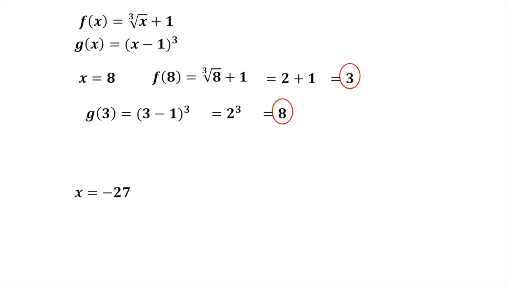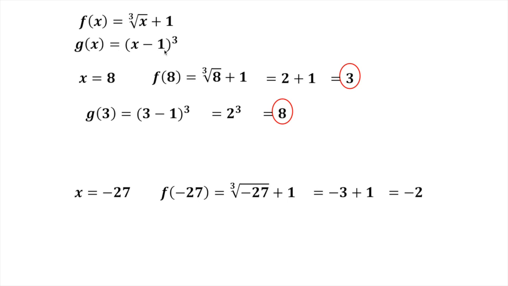It doesn't really matter what number we plug in here, negative 27. I'm going to use that for my input on f of x here. So I go negative 27, the cube root of negative 27 plus 1. Well, the cube root of negative 27 is negative 3. Negative 3 plus 1 is negative 2. Okay, so for an input of negative 27, my output is negative 2.